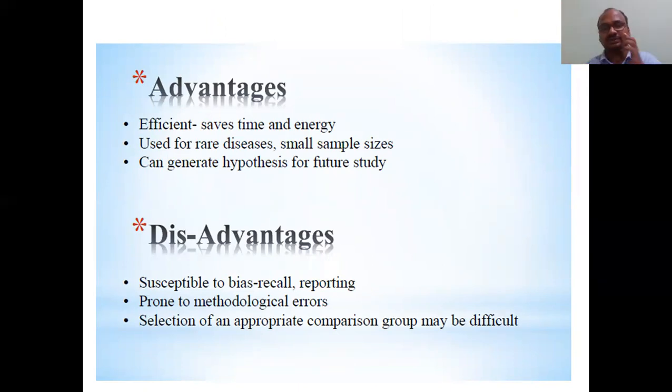It is susceptible to bias. What is bias? I will explain to you, wait. Bias, recall and reporting bias, and it is prone to methodology errors. Some errors may be possible. And selection of an appropriate comparison group may be difficult. Like that, some problems are there. These are called disadvantages; you can note them down and you have to write them in the exam.